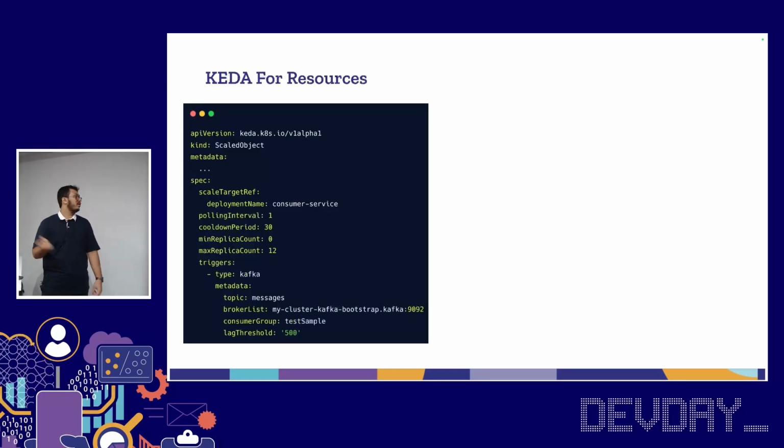And you would define a scaled object something like this. In this case, we have defined a scaled object. As we can see, it's a CRD. That's why the kind is scaled object.